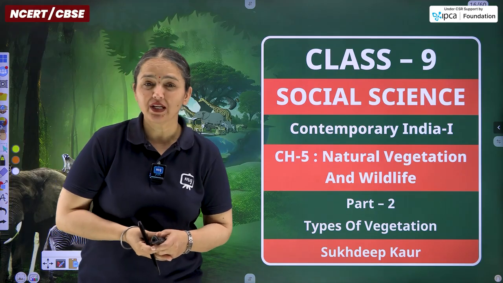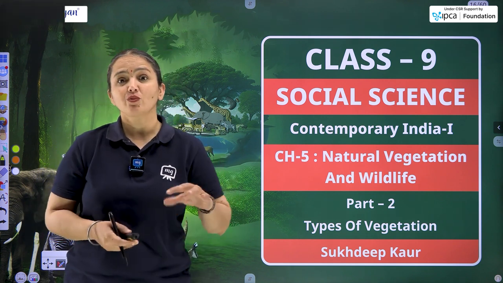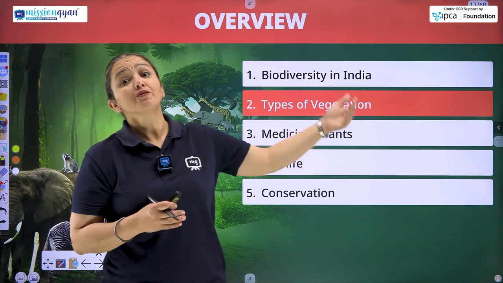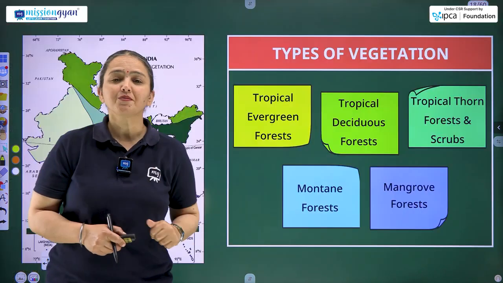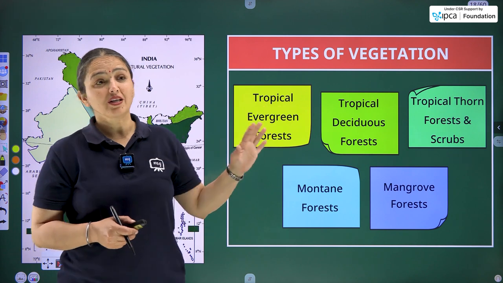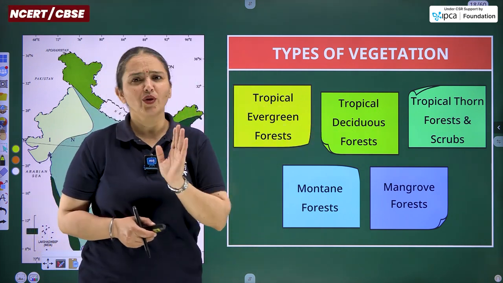Welcome back to your geography class in part 2 of chapter number 5, that is natural vegetation and wildlife. In today's class, we are going to discuss the types of vegetation and how many types of vegetation are present in India as well as all over the world. So there are 5 types of vegetation present all over the world, including India as well.